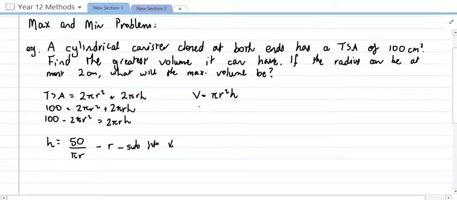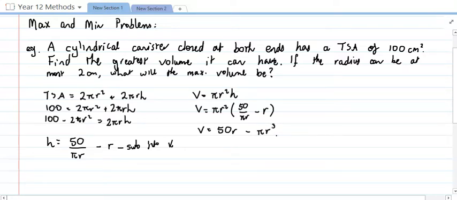So that's going to give the volume is equal to pi r squared multiplied by 50 over pi r minus r. And if I expand that out, I can probably make it look a little bit better. So, with the first one, the pi is going to cancel out, one of the r's is going to cancel out, so we'll be left with just 50r minus pi r squared multiplied by r is pi r cubed.